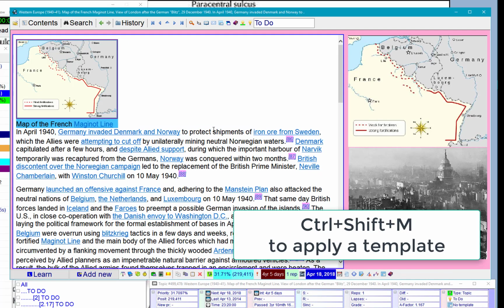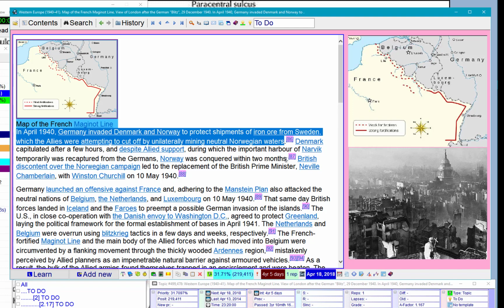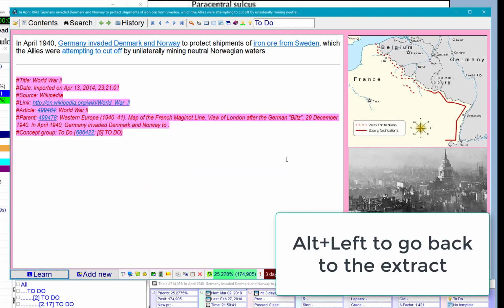In April 1940, Germany invaded Denmark and Norway to protect shipments of iron ore from Sweden, which the Allies were attempting to cut off by unilaterally mining neutral Norwegian waters. Okay, that'll be my first paragraph.